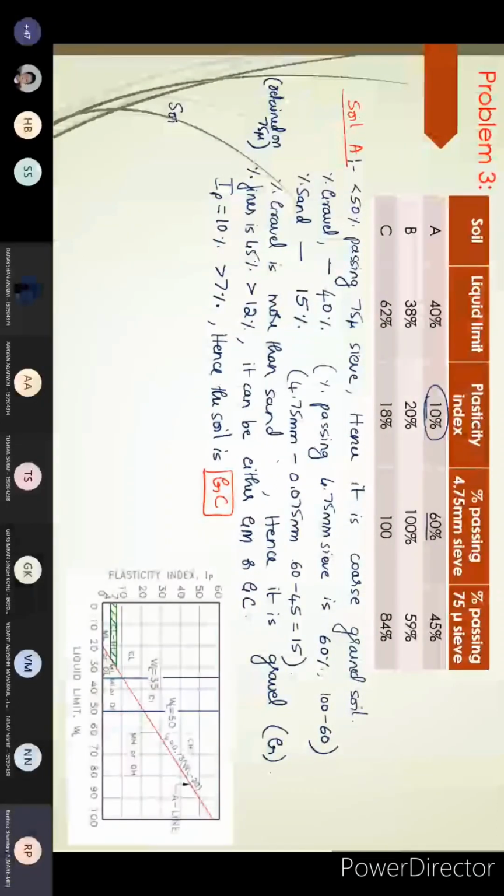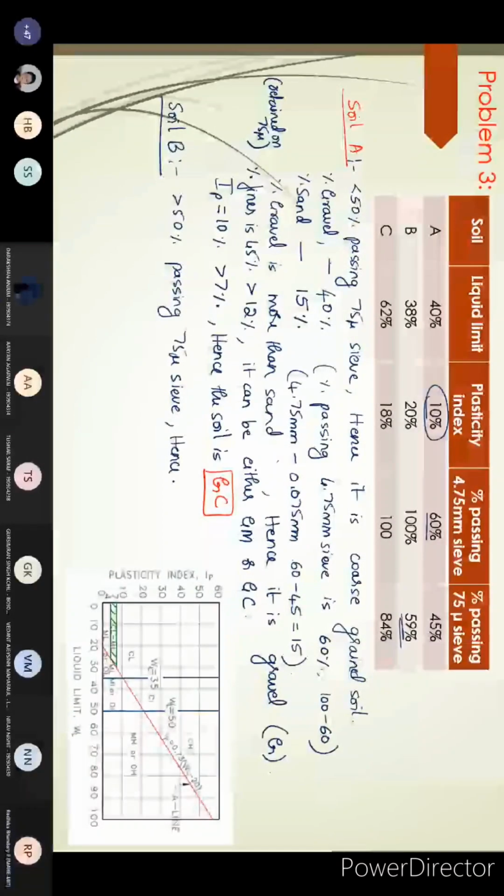We'll go to soil B. So it is fine grained. You can see this. So more than 50% passing the 75 micron sieve. So hence fine grained soil. So next, can anyone classify and tell me the value? Tell me the answer.